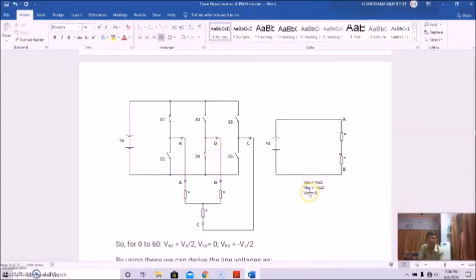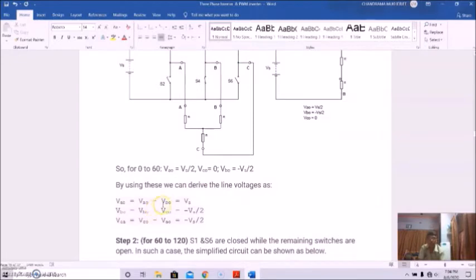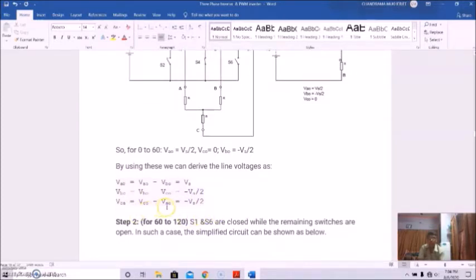So VAO should be equal to Vs by 2, and VBO equal to Vs by 2, and VCO equal to 0. So for this 0 to 60, VAO equal to Vs by 2, VCO equal to 0, and VBO equal to minus Vs by 2. So by using this, we can derive the line voltages as VAB equal to VAO minus VBO, that is equal to Vs, and VBC equal to VBO minus VCO, that is equal to minus Vs by 2, and VCA equal to VCO minus VAO, that is equal to minus Vs by 2. So this is for 0 to 60.